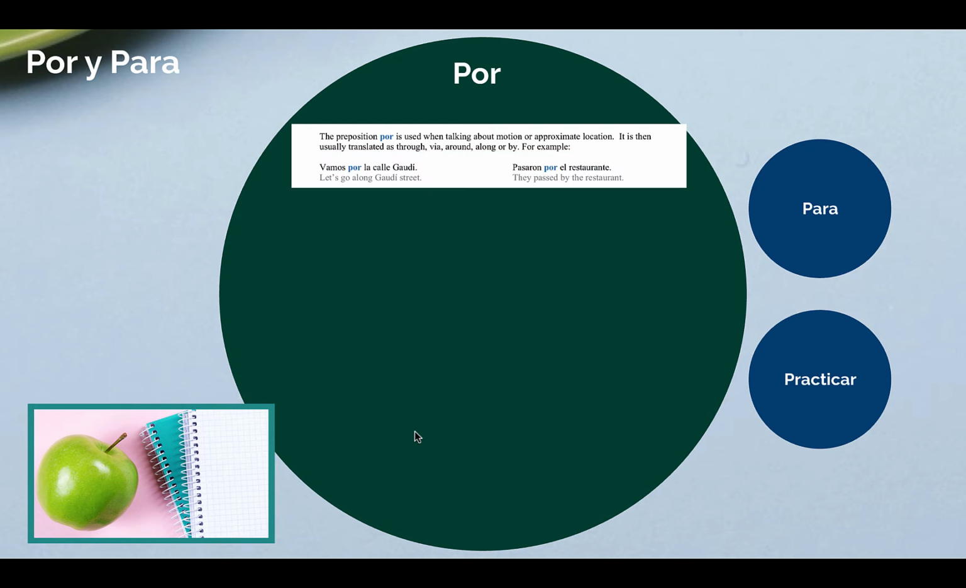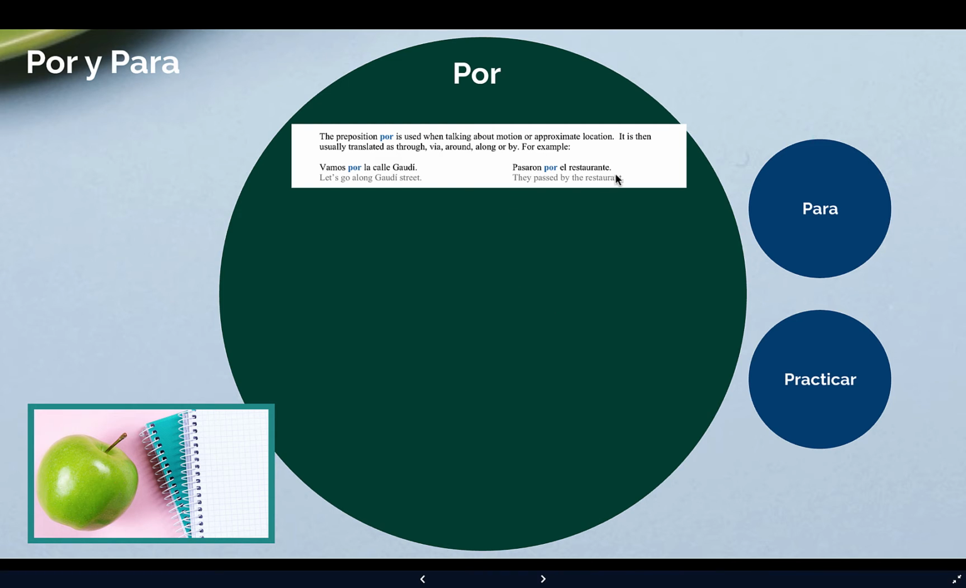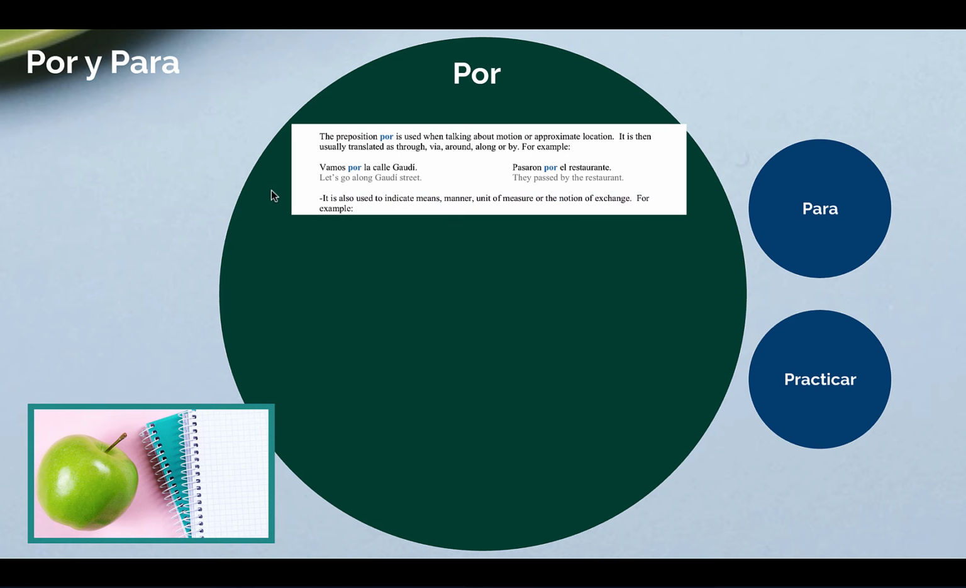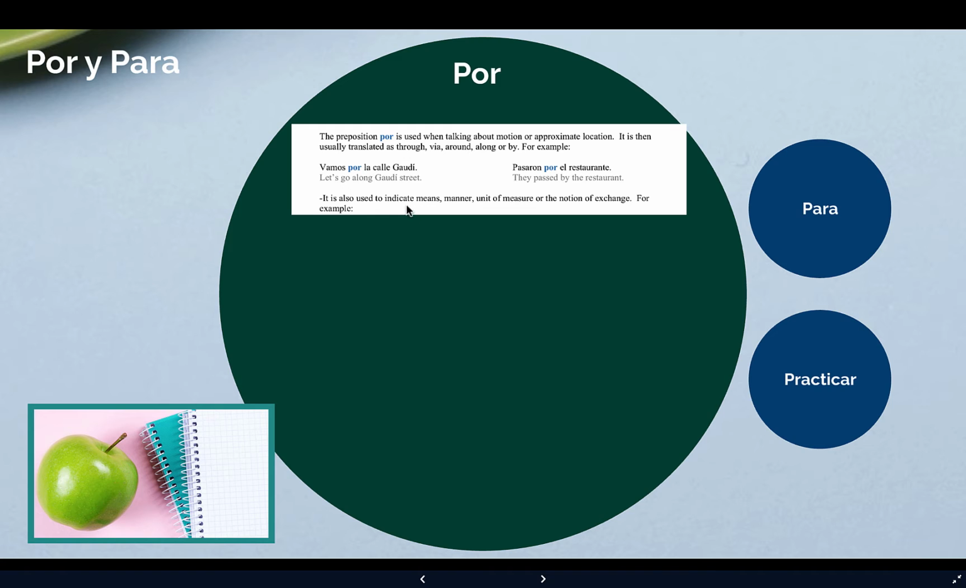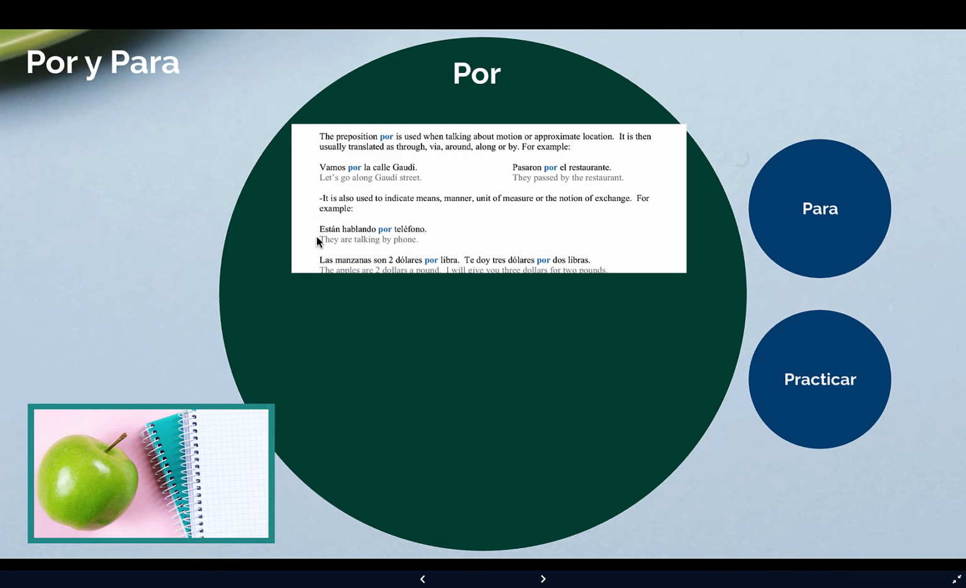For example, vamos por la calle Gaudí. Pasaron por el restaurante. What other uses are there? It indicates means, manner, unit of measure, or the notion of exchange. For example, están hablando por teléfono. Las manzanas son $2 por libra. Te doy $3 por 2 libras.